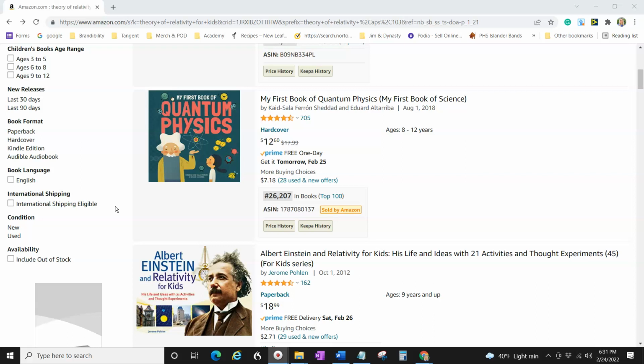But how do you make a book that describes something interesting, or breaks down what you do in a way that makes it interesting to a child? People want to teach their children a whole bunch of skills and things. So look, my first book of quantum physics, my first book of science, 26,000 BSR. Can you believe that? And it's really cute.